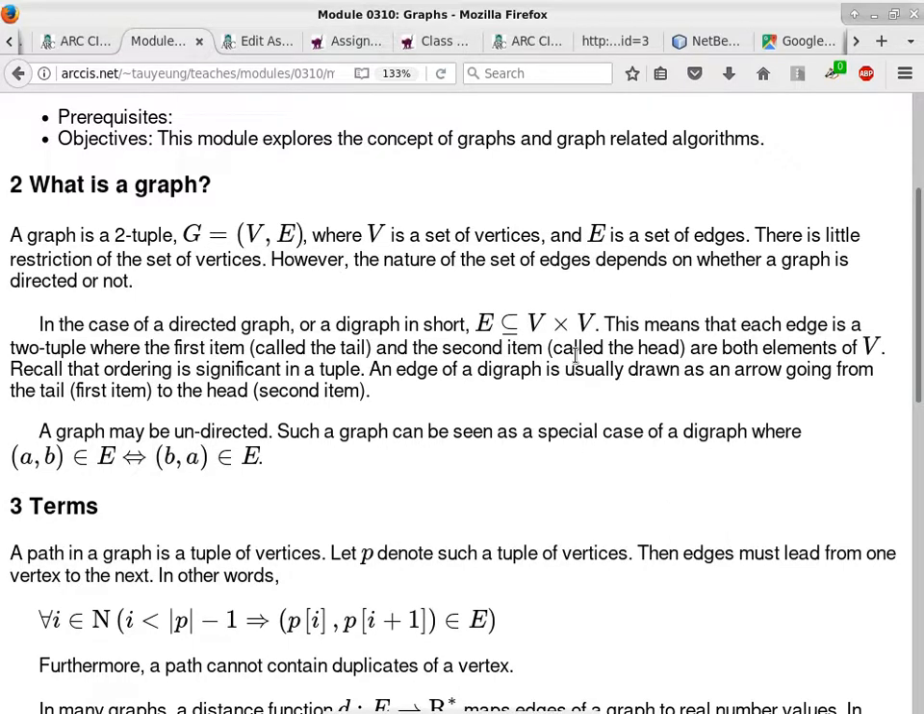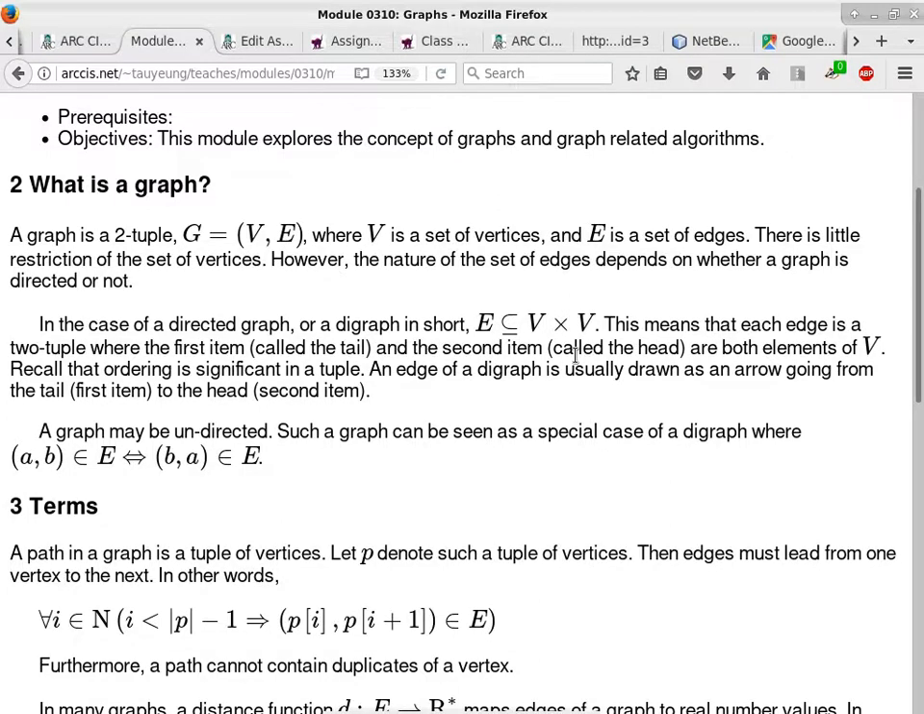The first item of the two-tuple is where we're going from. The second one tells us where we're going to. In other words, an edge is always connecting a vertex to another vertex. So that's why we use tuples instead of sets. Exactly, because when you use a set, the ordering is not important. But when you use a two-tuple, you have a starting point and an ending point.